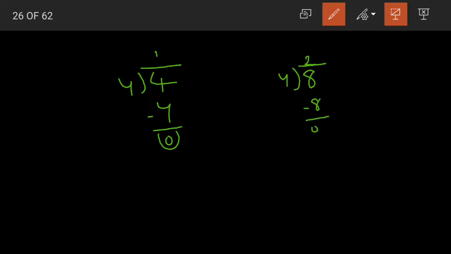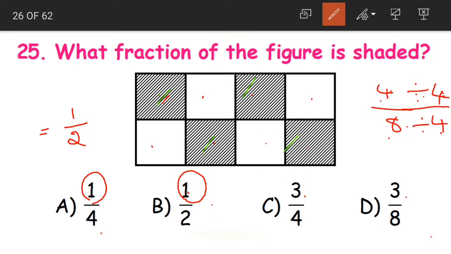When we subtract, 0 is our remainder. So 4 divided by 4 is equal to 1. 8 divided by 4 is equal to 2. So what is our resultant fraction? 1 by 2. So option B, 1 by 2 is our correct answer.